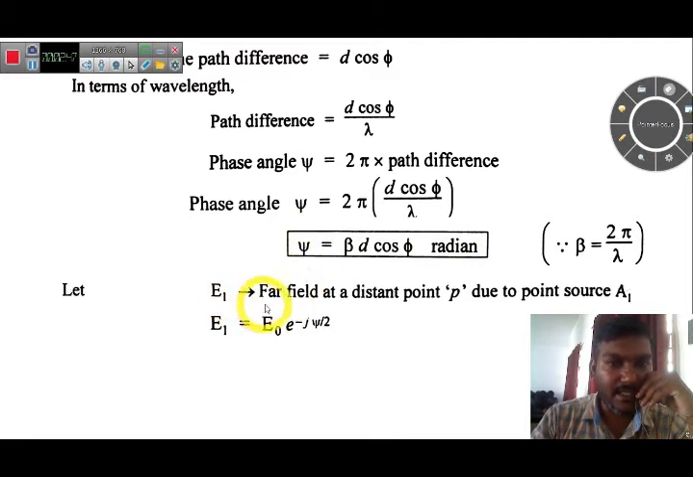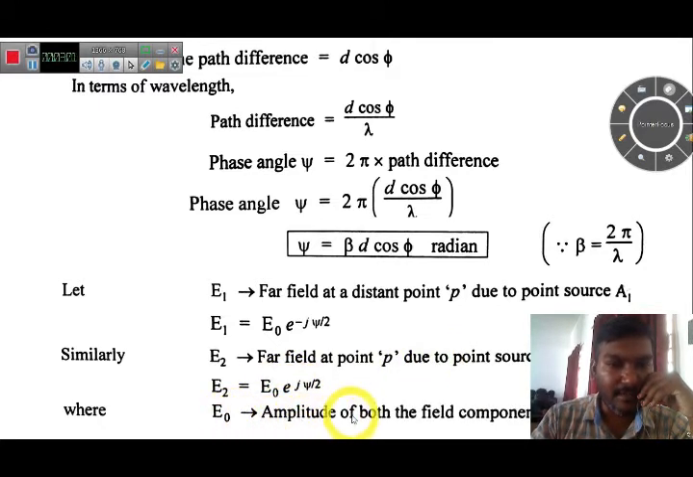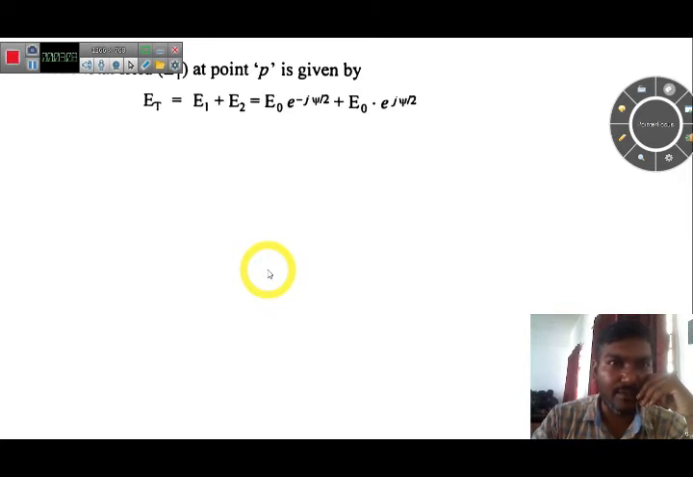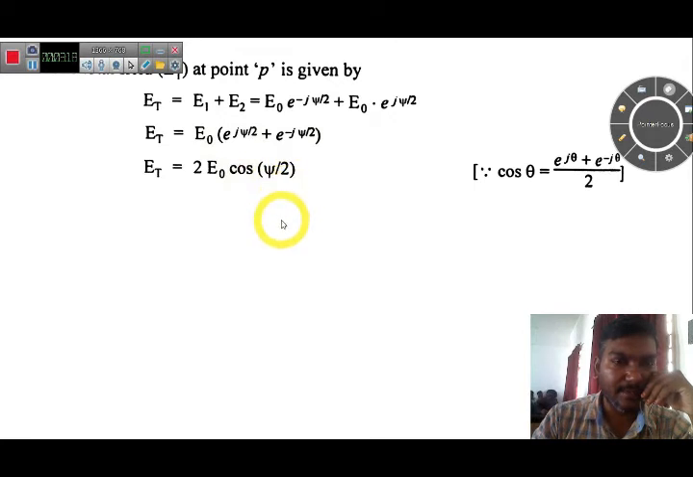Here E1 is the far field at distant point P due to point source A1, and the value of E1 is E0 with phase minus psi by 2. E2 is the far field at point P due to point source A2, and E2 is E0 with phase plus psi by 2, where E0 is the amplitude of both field components. The field at any point is given by E total is equal to E1 plus E2, which is E0 e to the power minus j psi by 2 plus E0 e to the power j psi by 2. We can take E0 as a common term and write this as 2 E0 cos psi by 2. You know the value of psi, so substitute it here.